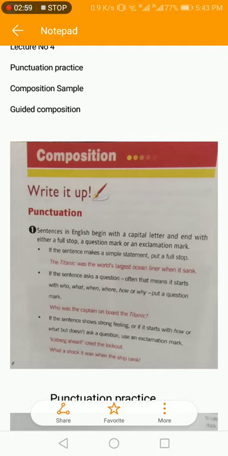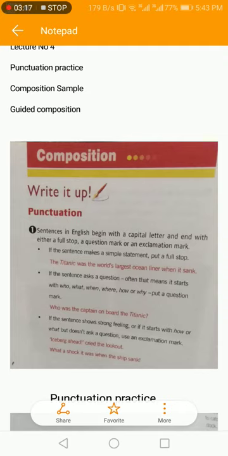Who was the captain on board the Titanic? So this is a question about the captain. Who was the captain on board the Titanic? So we put a question mark here.